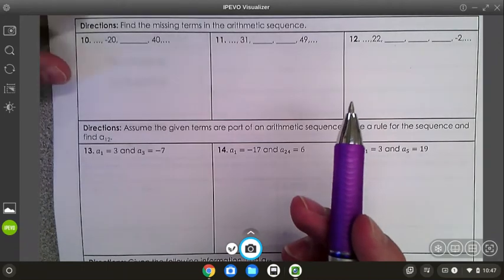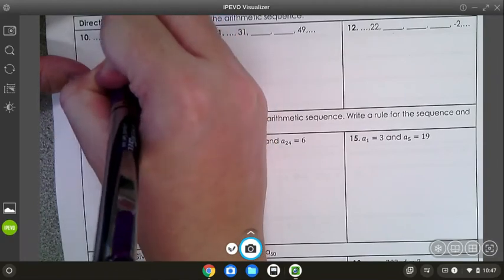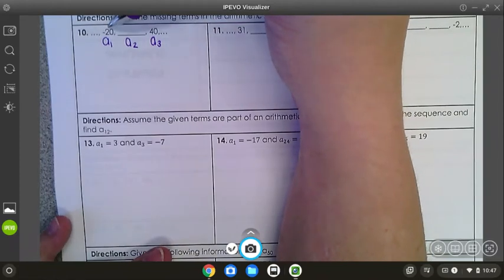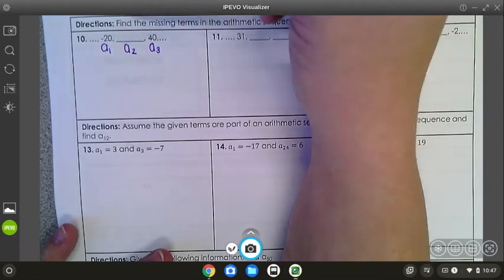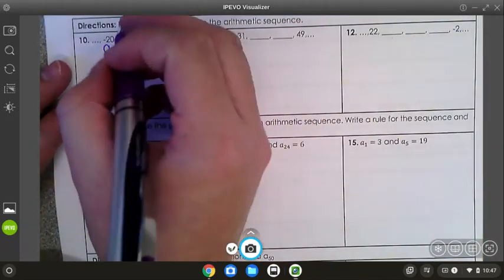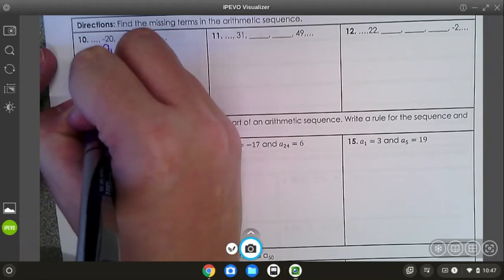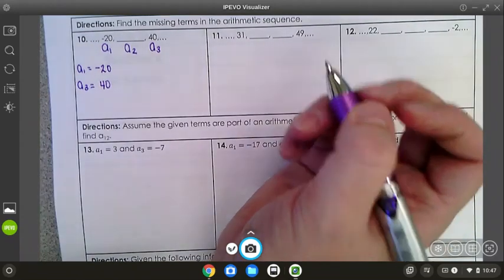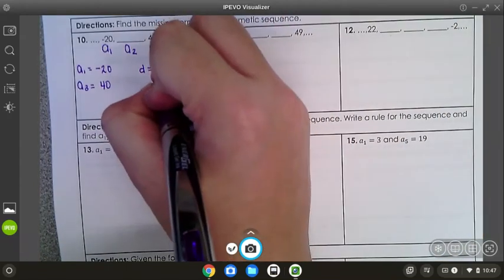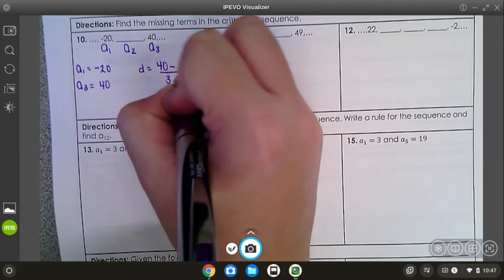And there are a few ways to do this, but the way that I prefer, let's just assume this is A1, so this would be A2 and A3. It would work, I could have assumed this was 10th, 11th, and 12th term. As long as we're using 3 consecutive terms, it doesn't matter. And so my A1 is -20. My A3 is 40. So to find the common difference, we're going to take 40 minus -20 over 3 minus 1.